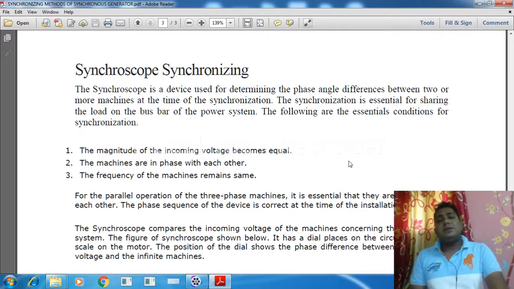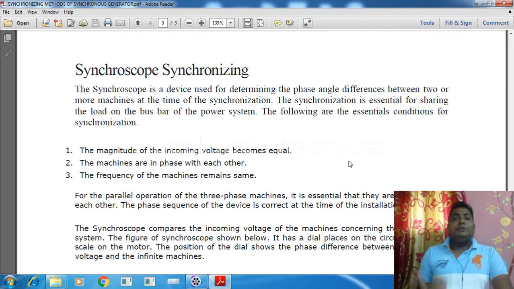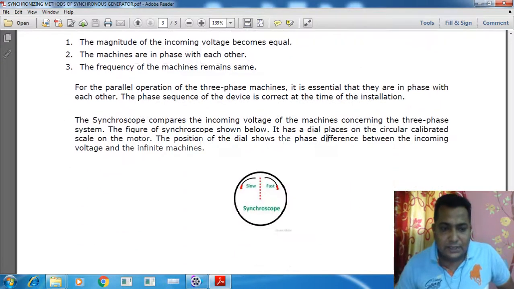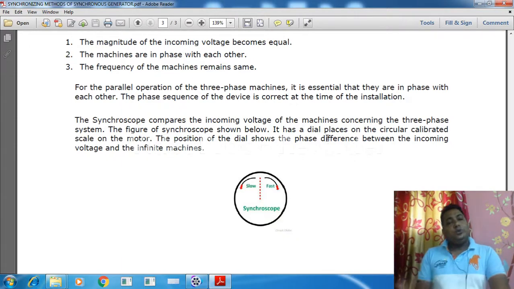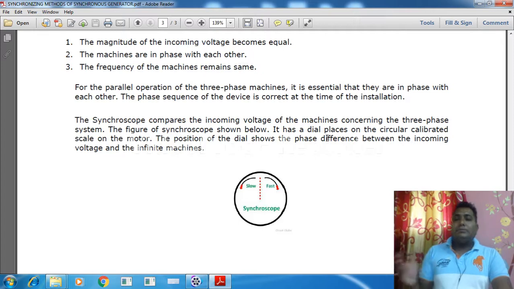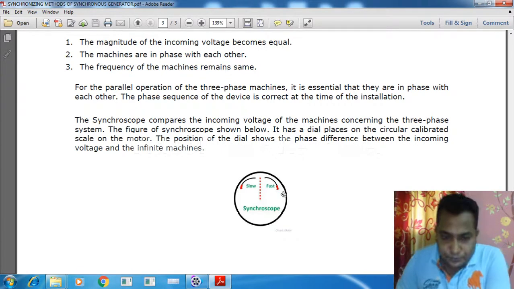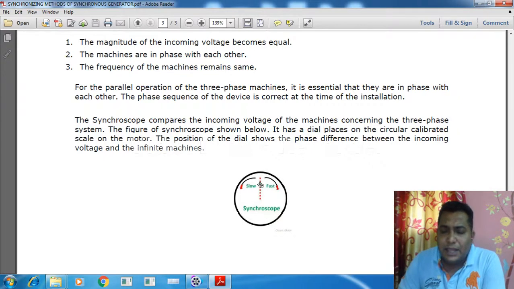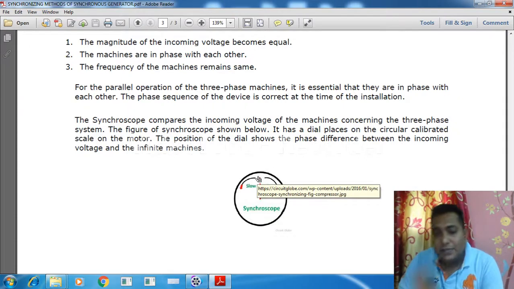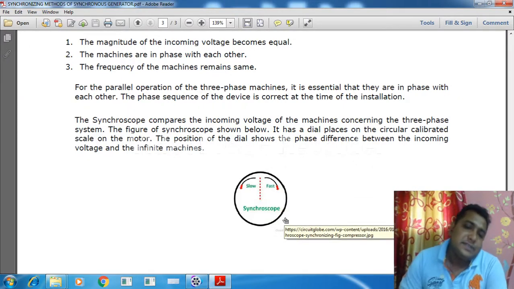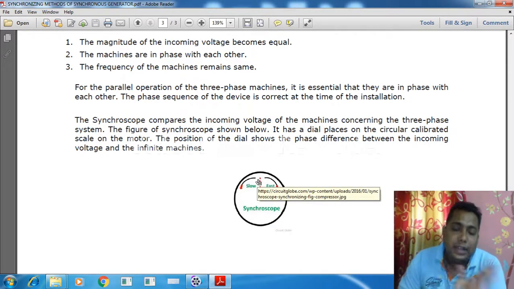Now we have to know how the synchroscope works. The synchroscope compares the incoming voltage of the machine connected to the three-phase system. In the figure below, the synchroscope is shown. It has a dial placed on a circular calibrated scale on the motor. The position of the dial shows the phase difference between the incoming voltage and the infinite machine. The pointer shows the direction: in the right hand direction, clockwise, the incoming machine is fast, and in the left hand direction, anti-clockwise, it is slow.